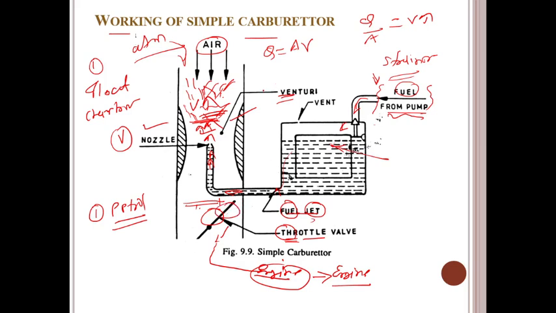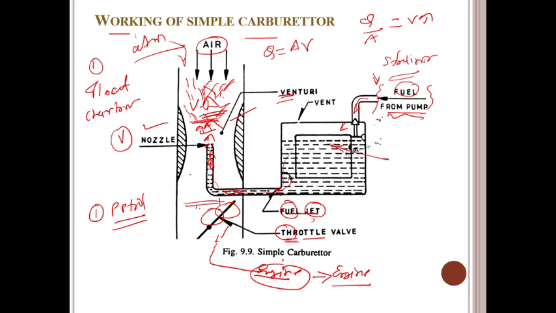So what is the nozzle lip in a simple carburetor? If you observe the nozzle lip, it is there to avoid the overflow of fuel from the nozzle, to avoid unwanted fuel coming out from the float chamber. So that is the use of this nozzle lip.